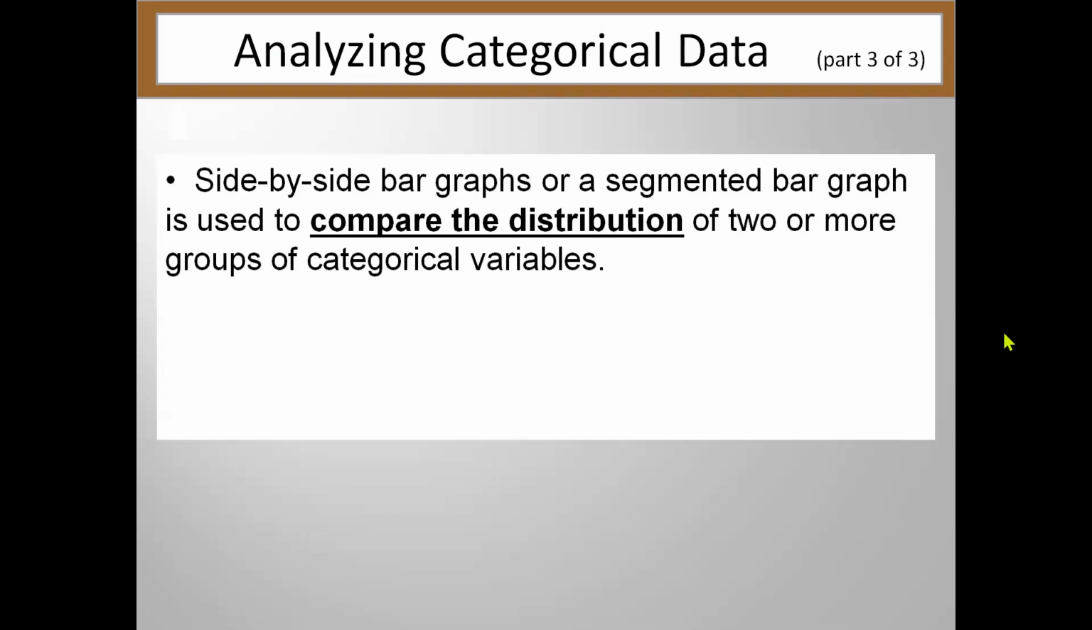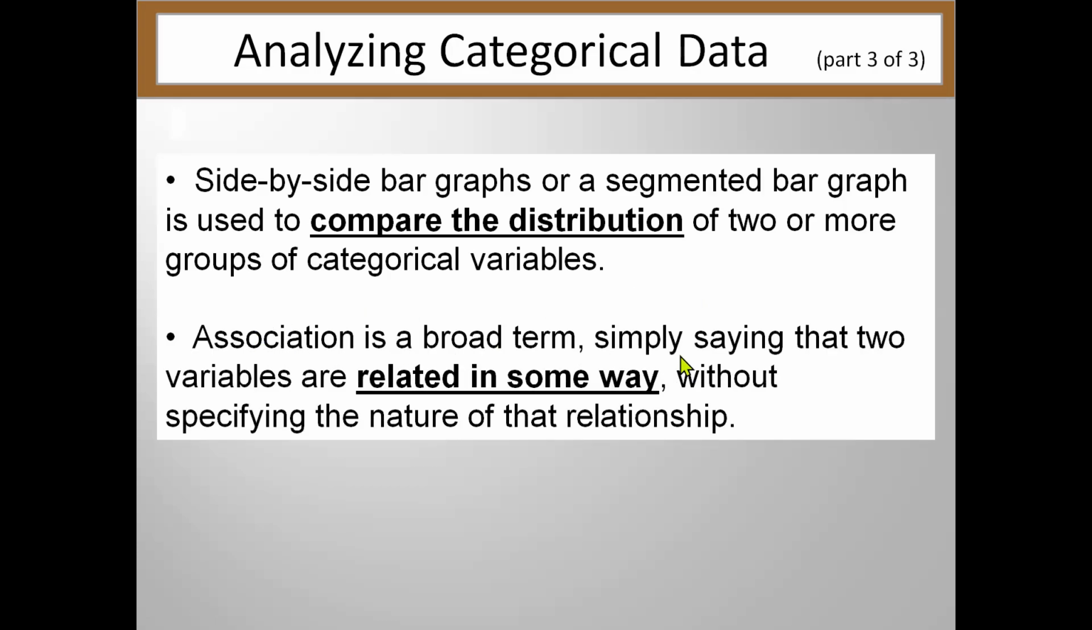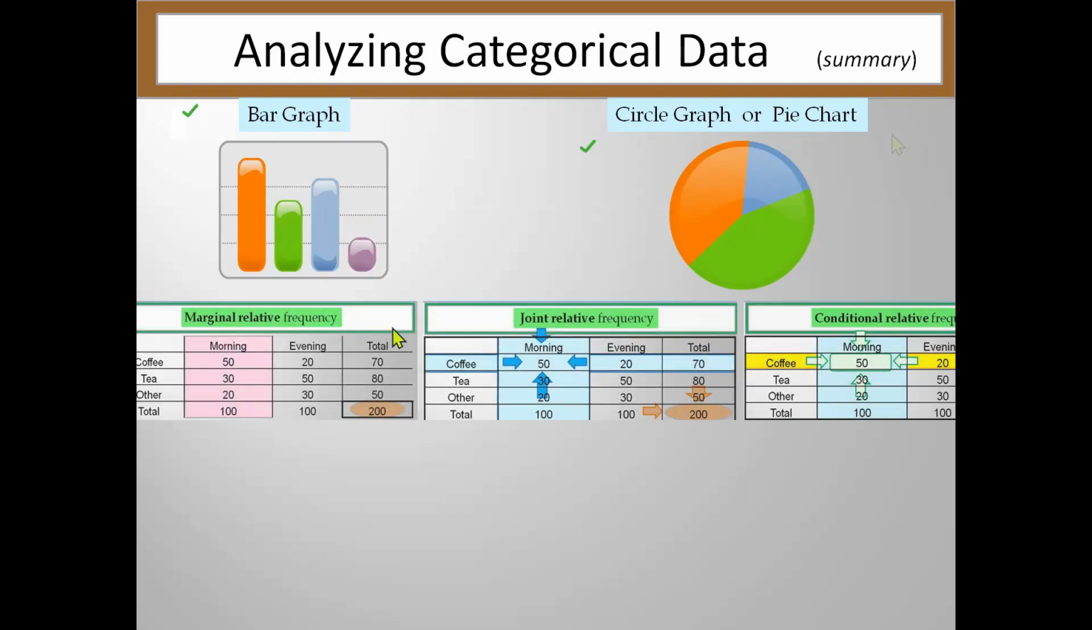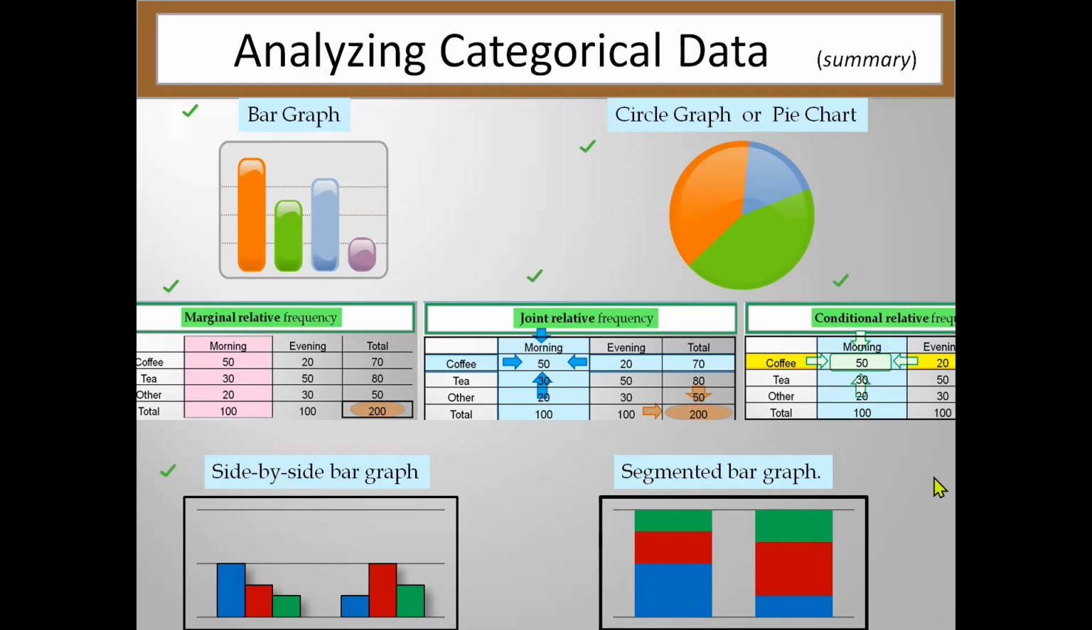So side-by-side bar graphs and segmented bar graphs are used to compare the distribution of two or more categorical variables. When we compare the distributions, if there's an association, we are simply saying that the two variables are related in some way without specifying the nature of that relationship. This is the end of part 3 of 3 for analyzing categorical variables. We covered bar graphs and circle graphs, and we covered the difference between frequency and relative frequencies for marginal, joint, and conditional frequencies, and covered basic probabilities. And we just did side-by-side bar graphs and segmented bar graphs.